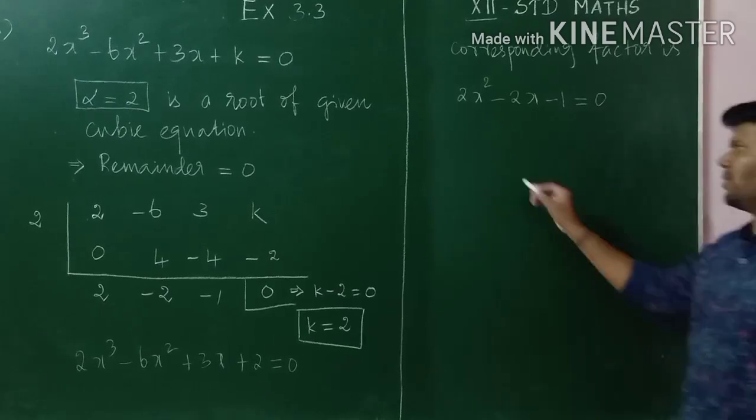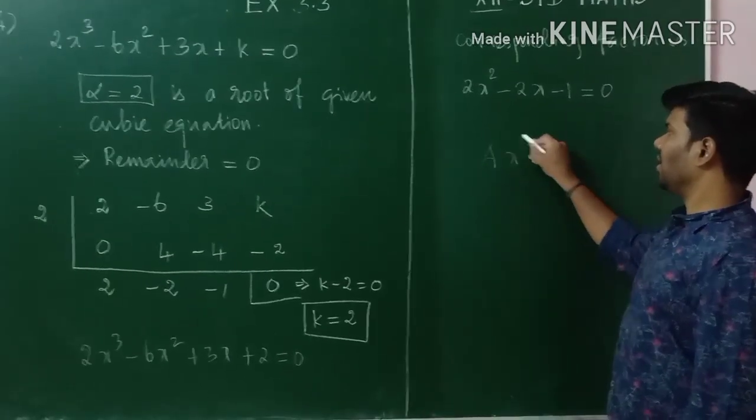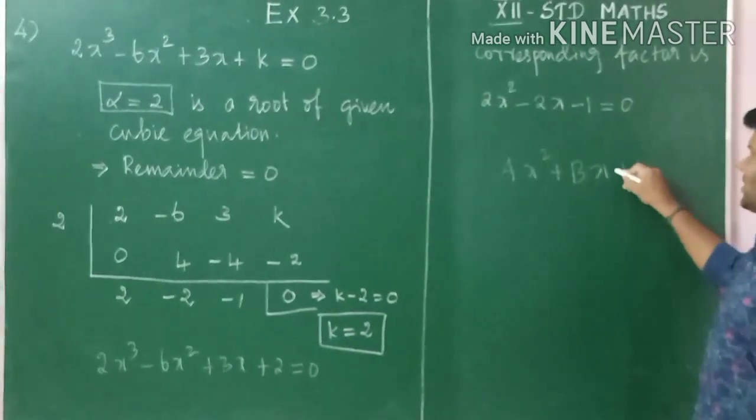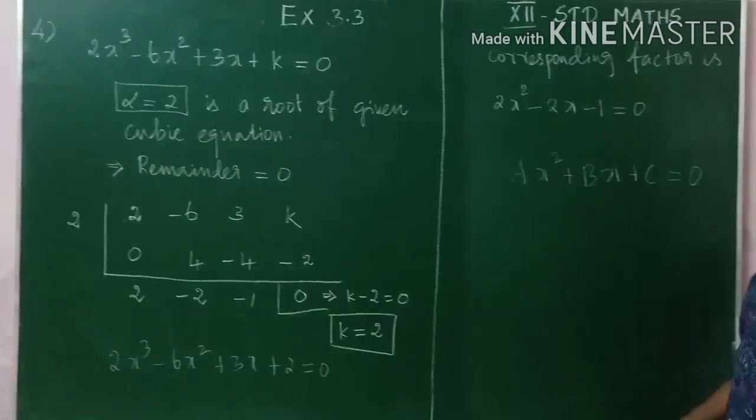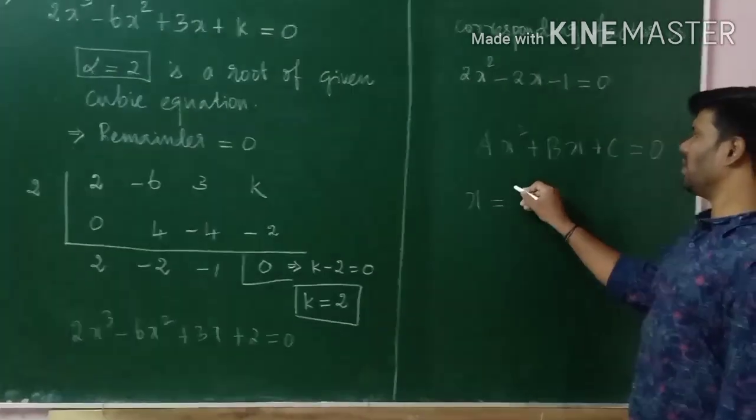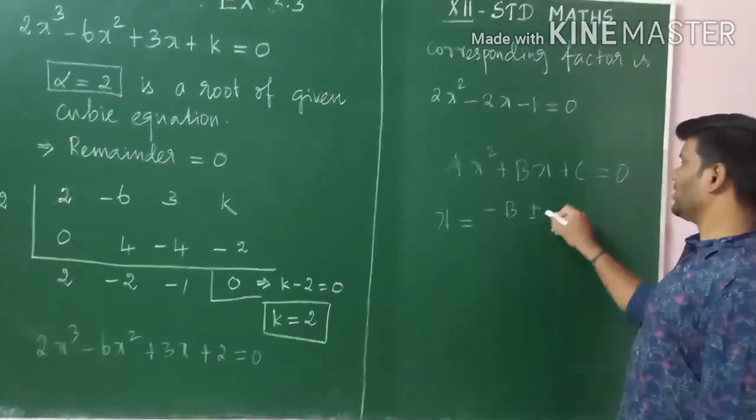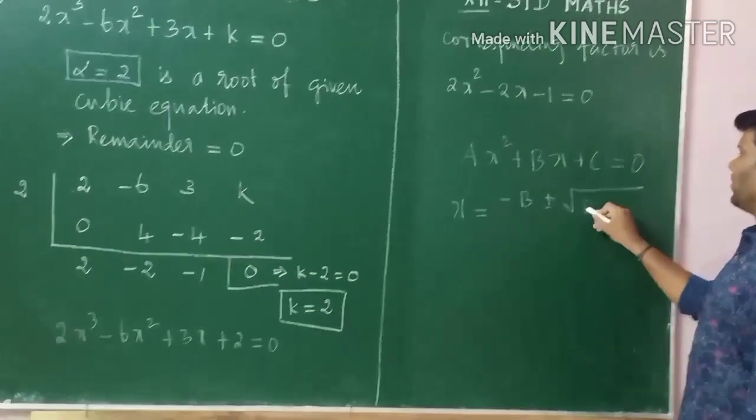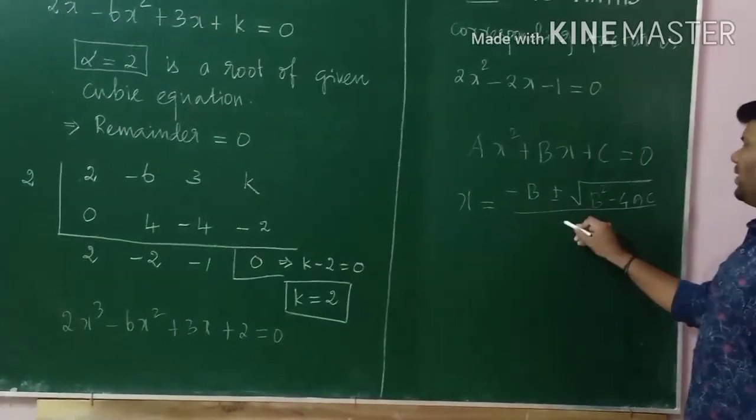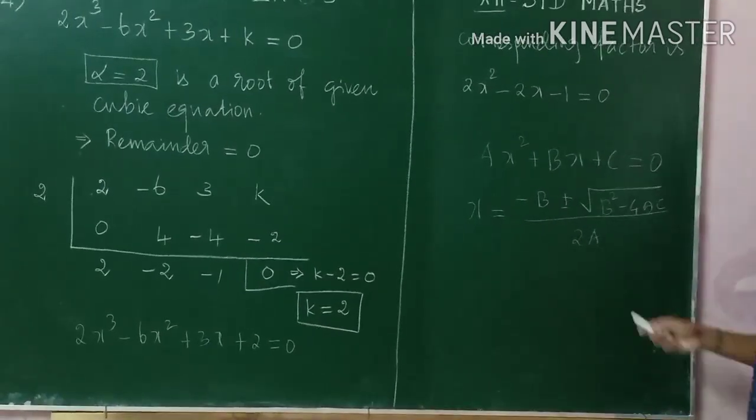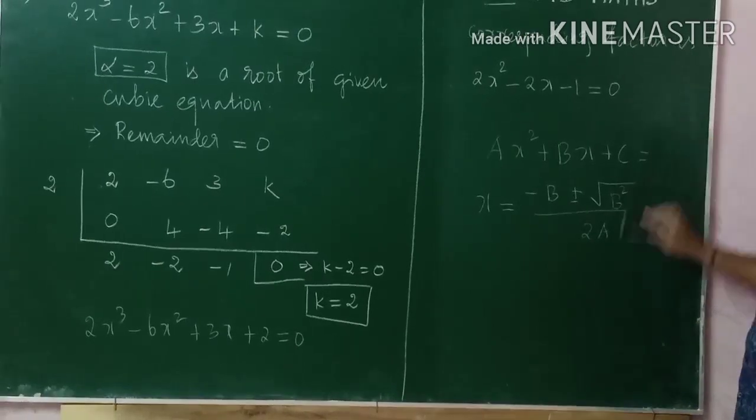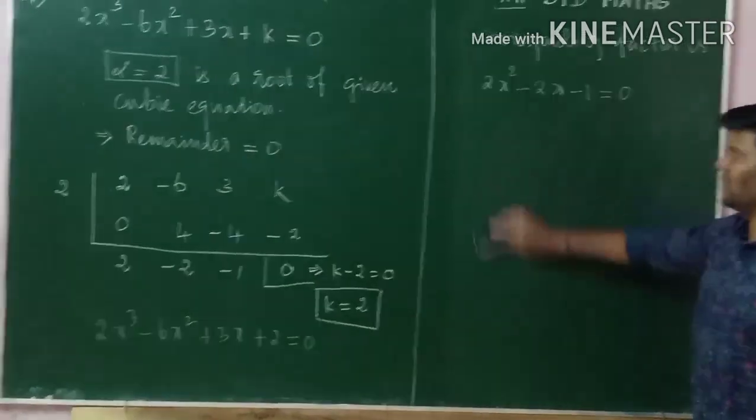So what is the quadratic formula? Suppose our quadratic equation is capital A x square plus capital B x plus capital C is equal to 0. So what is our quadratic formula? Minus b plus or minus square root of b square minus 4ac, whole divided by 2a. Why am I using capital A, B, C? Because already we have used small a, small b, small c.